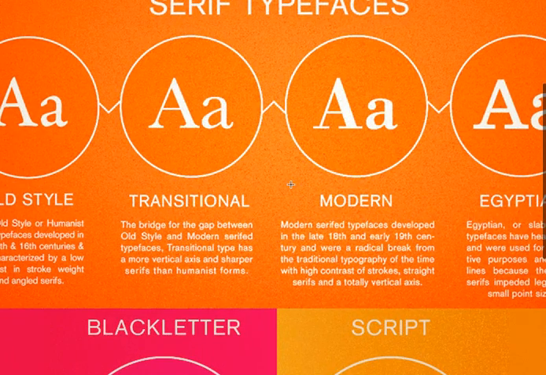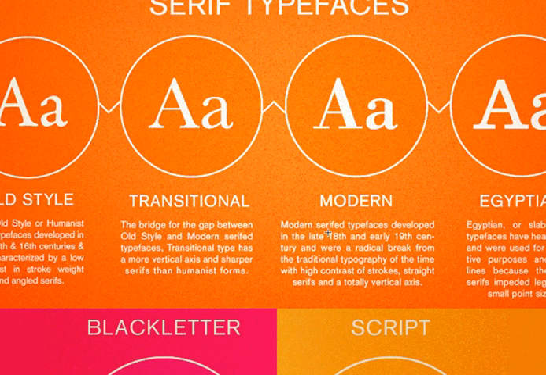If you read some of these, you can see what it's saying here: the transitional would be the bridge for the gap between old style and modern serif typefaces. Transitional type has a more vertical axis and sharper serifs than humanist forms. You can kind of extrapolate from that what that means, that it isn't old and it isn't new. It's sort of a nice transition, which means it might have a little bit of humanity to it, but it's also kind of clean and modern.